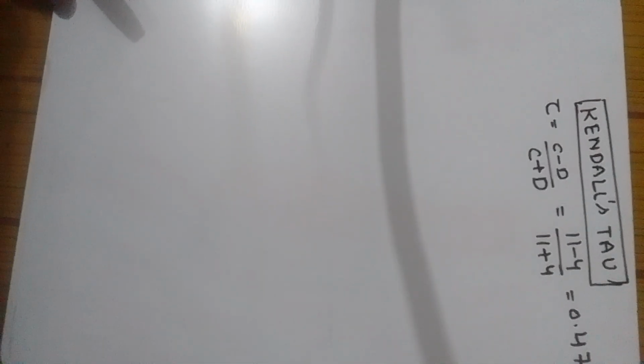Kendall's tau, fine. So in my previous video of Kendall's tau, we have calculated that Kendall's tau is C minus D upon C plus D. Using that formula we have calculated 11 minus 4 upon 11 plus 4, and how we calculated this thing, please watch that previous video, and it came 0.47, fine.